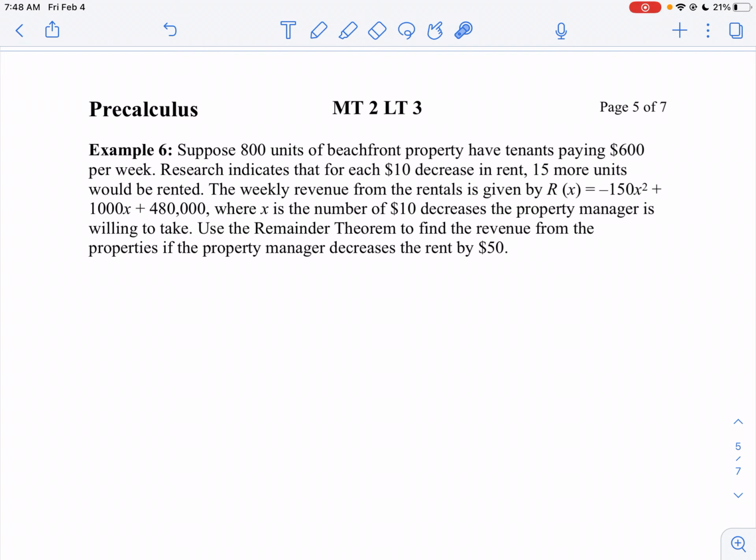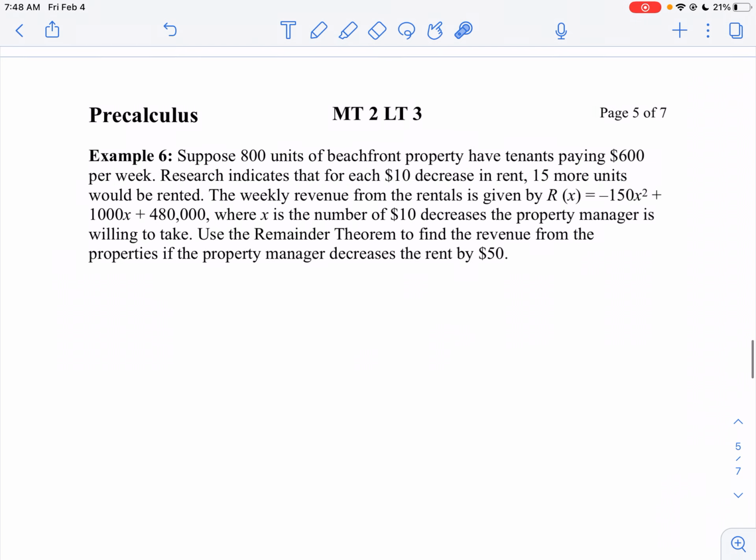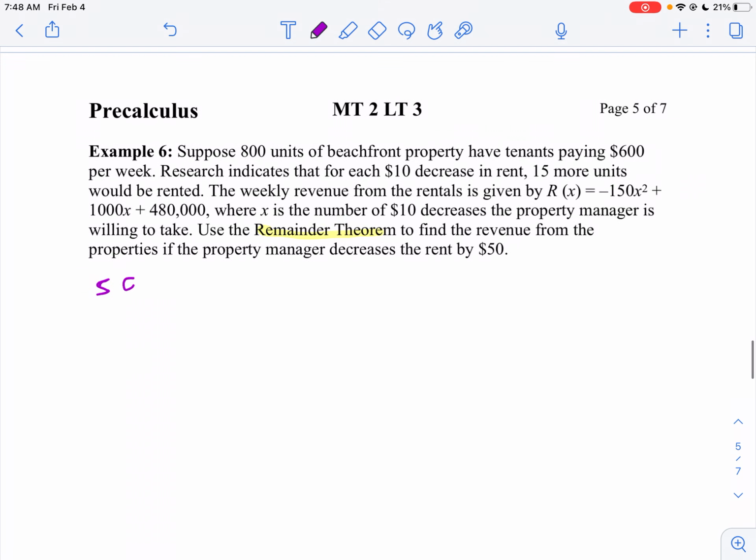So we've got this polynomial that we've done research on, and it says the revenue polynomial is negative 150x squared plus 1,000x plus 480,000, where x is the number of $10 decreases you're willing to take. So I want to use the remainder theorem to find the revenue for the properties if the property managers decrease the rent by $50. Well, a $50 decrease, that's 5 $10 decreases. So in other words, x equals 5.